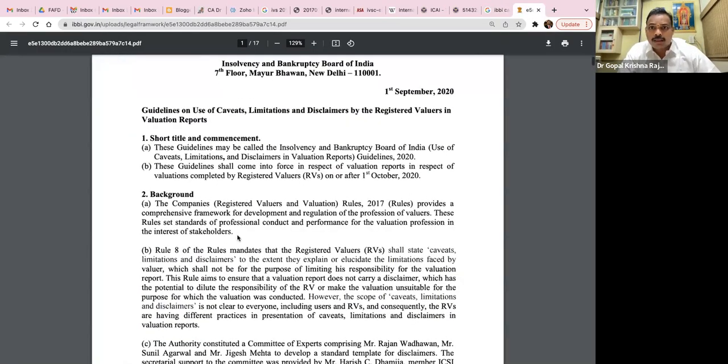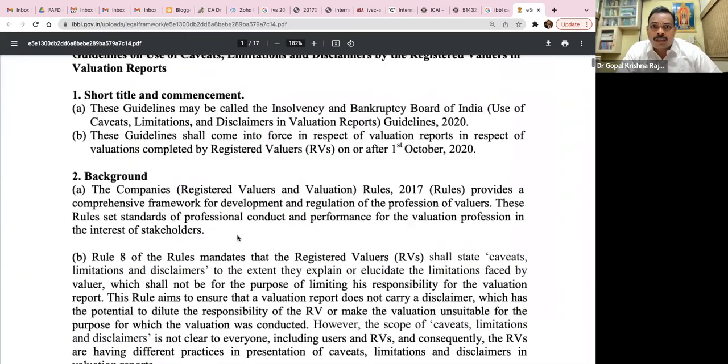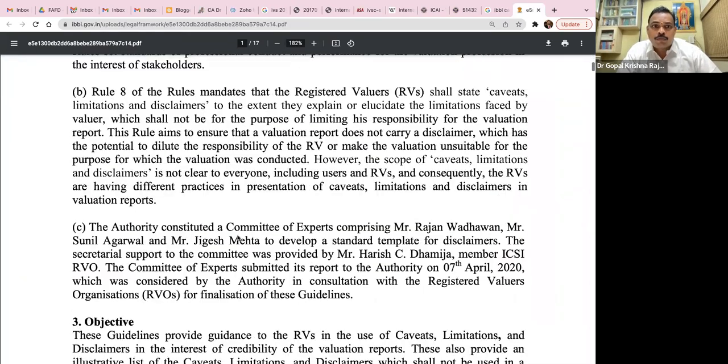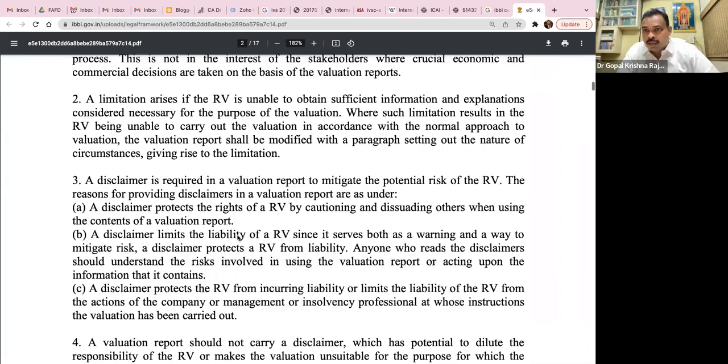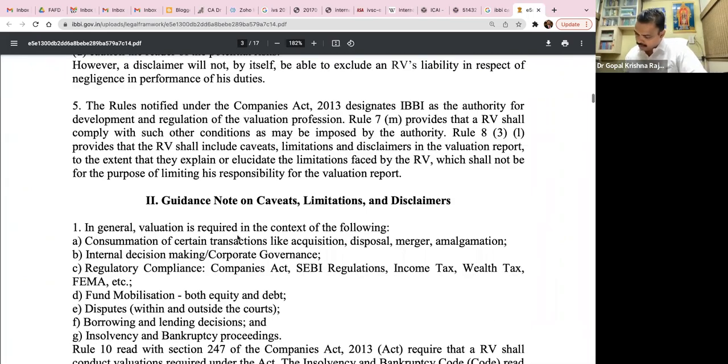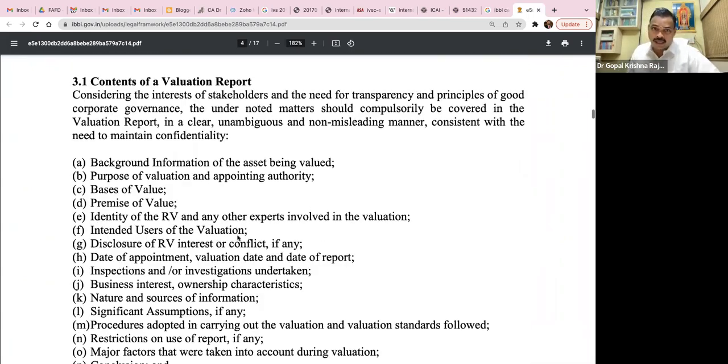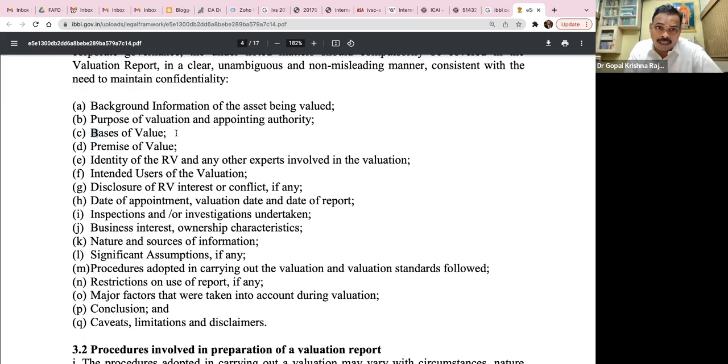So in page number 4, the contents of valuation report. In the contents of valuation report, they have made it very clear that you have to give the basis and you have to give premises. Very clear. Very clearly they have given this content.